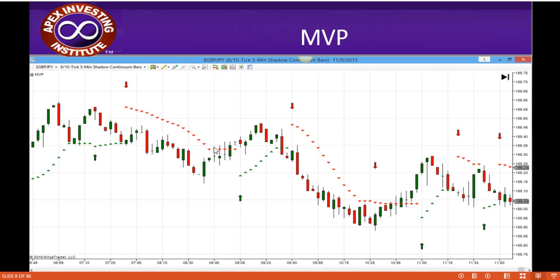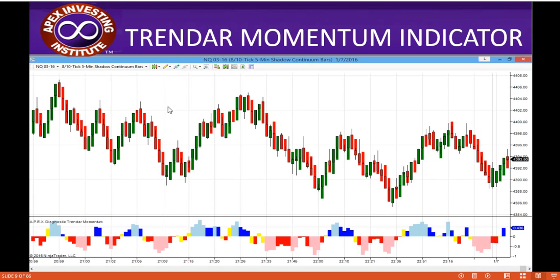Same here, kind of coming down, chop. Is it going to chop when it goes flat? Is it going to go up? Different ways we use this, but these triangles right here are what we call the MVP predictors. Okay. We also have another indicator. It's called the Trendar Momentum Indicator.